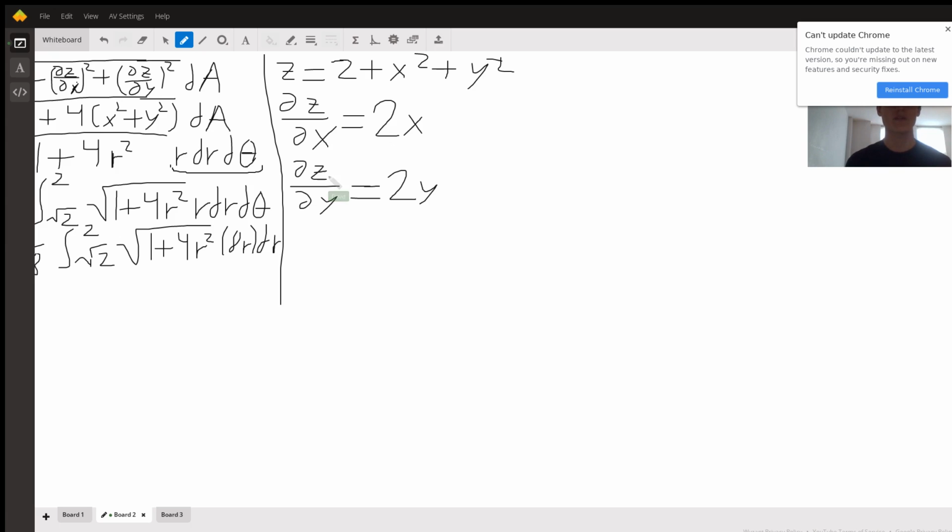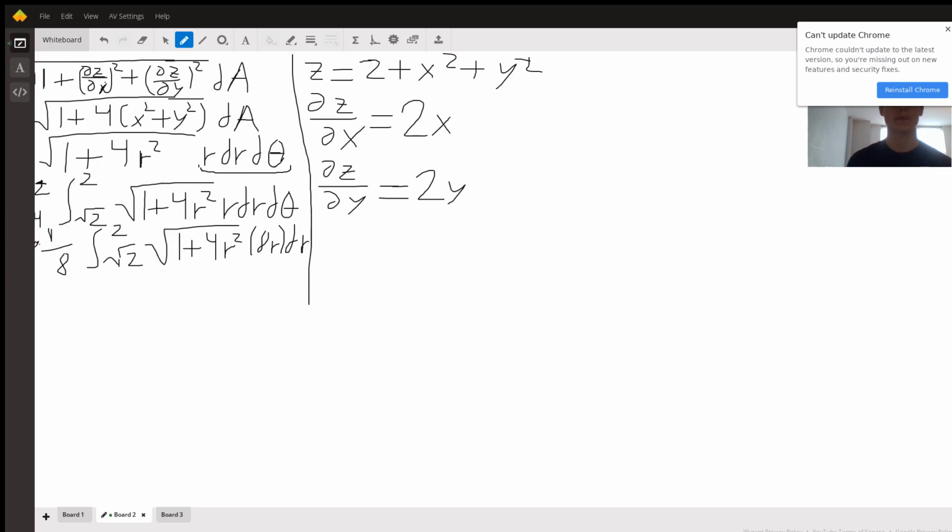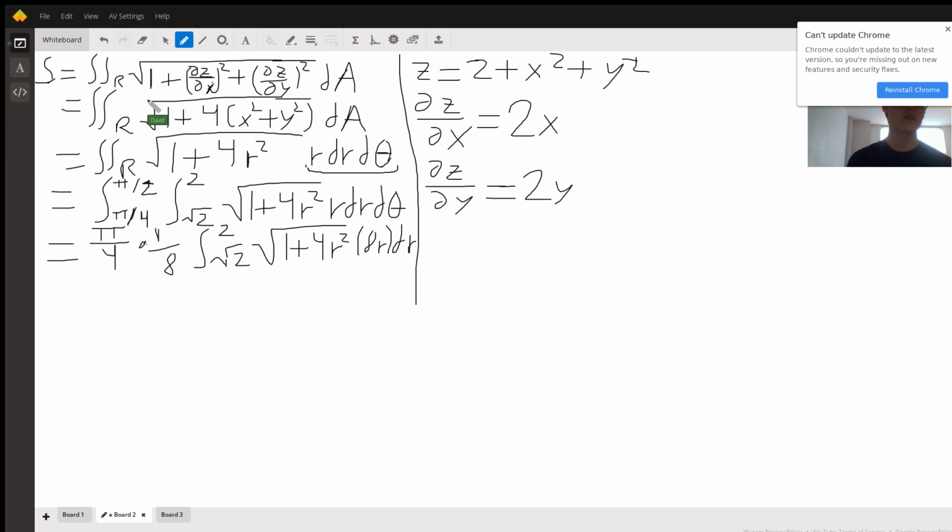Similarly, the partial derivative of z with respect to y is 2y. After all, z is symmetric with respect to the variables x and y. Substituting those into the equation, we get the second line. 1 plus 4 x squared plus y squared is the new argument of the square root. Now, we have to calculate an integral over a two-dimensional region R.